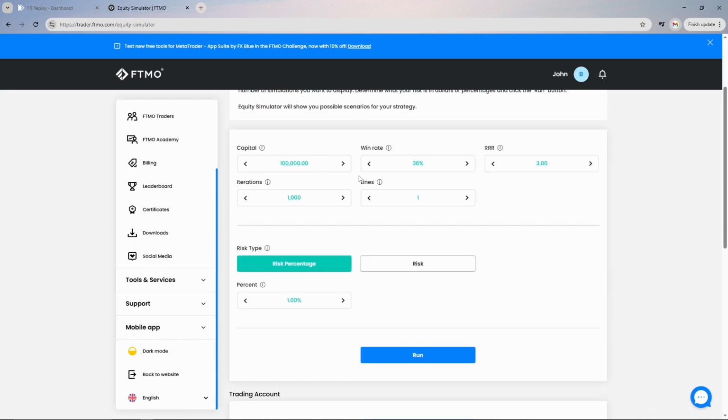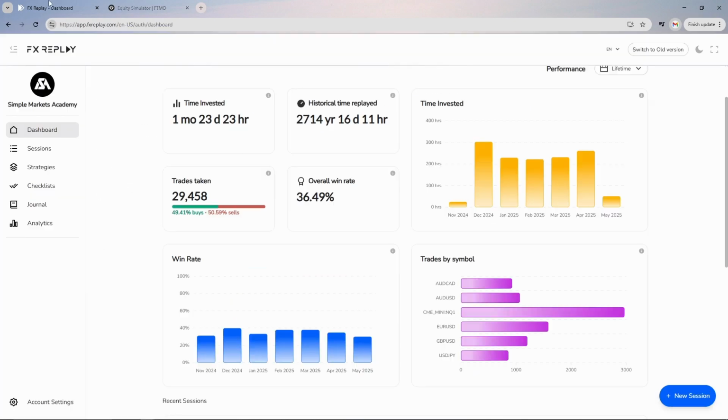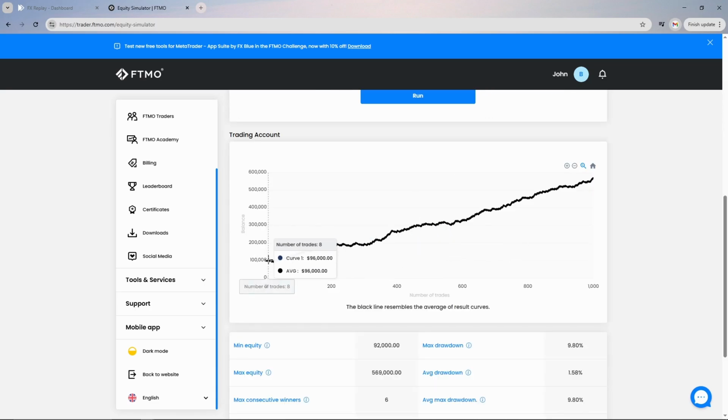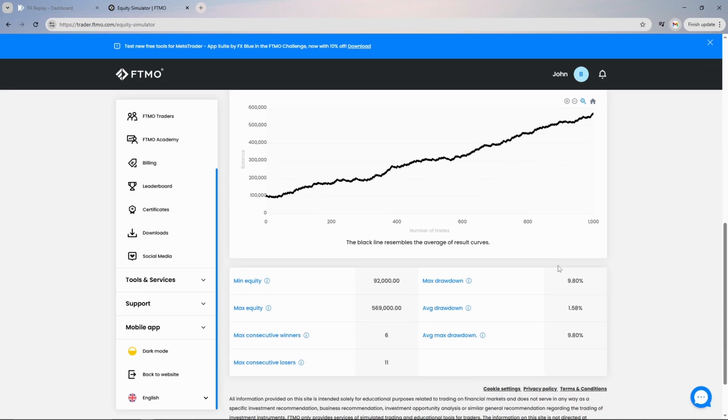But we have a simple equity curve here. We put in 100K. We have a 36% win rate, which is a little bit lower than what we have in the data here, but it doesn't go into decimals. We have a fixed 3 risk to reward like our strategy. And then we just did 1,000 iterations because that is their maximum. And as you can see, this is the consistency of the equity curve over time. You can see that real long-term consistency in the strategy and the edge.